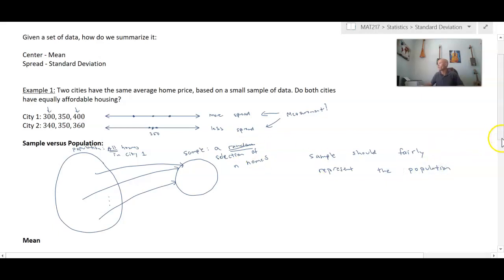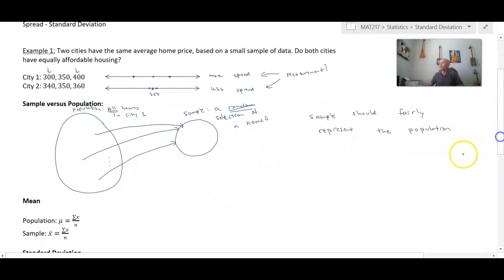Okay, so that's why we go with random. Now, in some cases, you may actually be dealing with an entire population. For example, let's say I choose one of the classes that I teach and I sample everybody's score on a quiz from that class. Well, then I have the population of all students in my class.